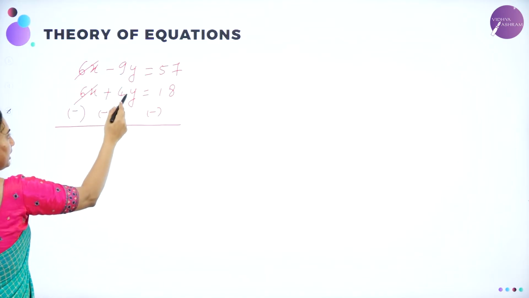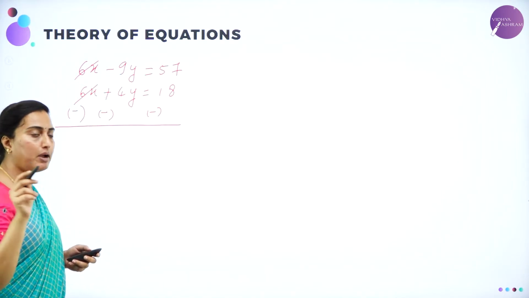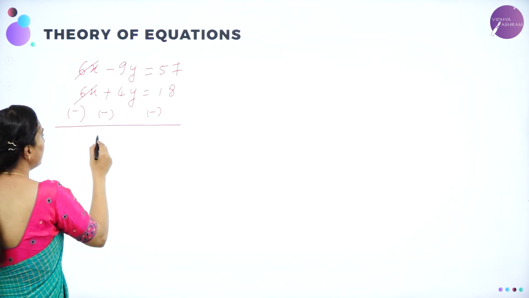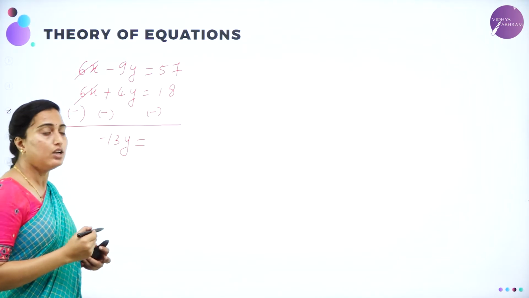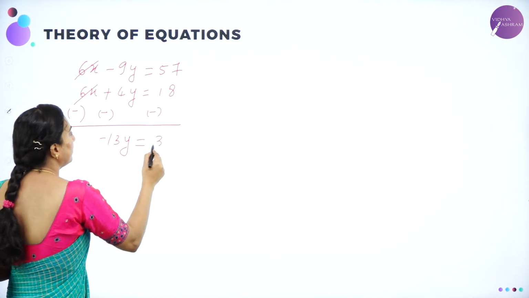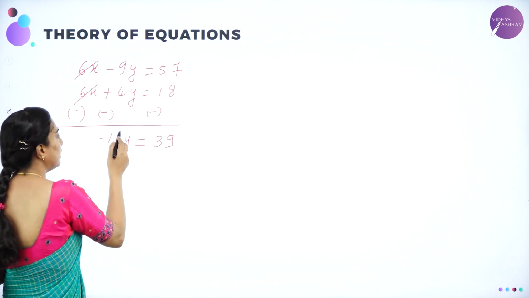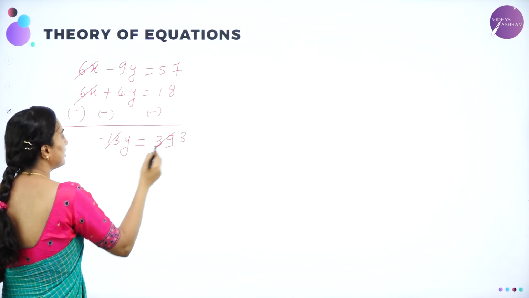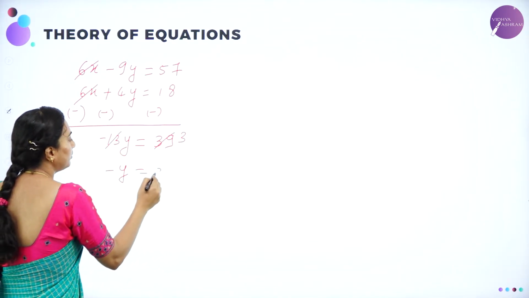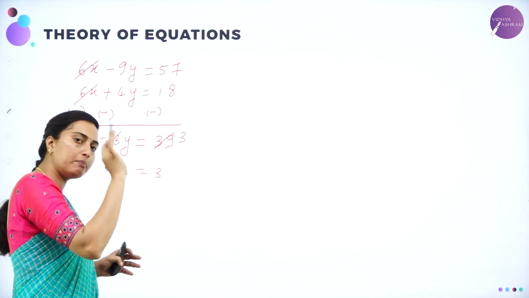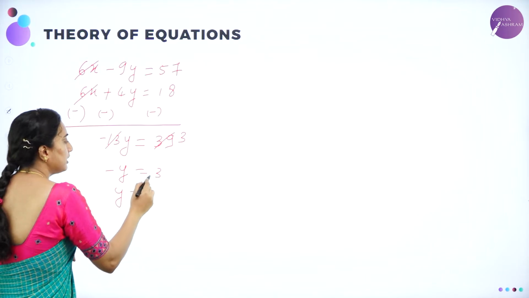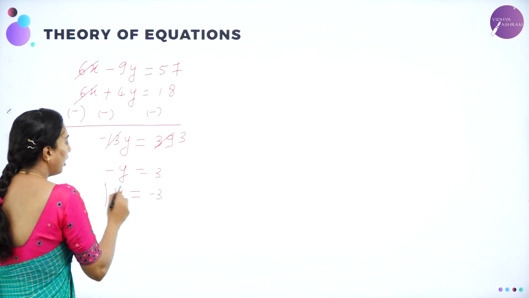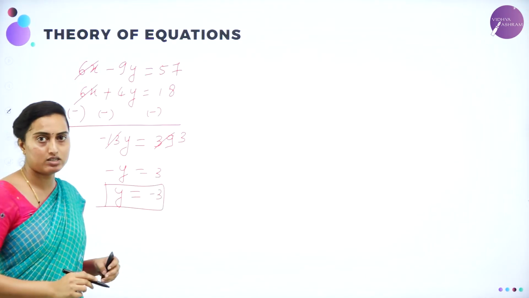Minus 9y minus 4y gives you the answer minus 13y. 57 minus 18, you are going to get 39, correct? So you can cancel here only. 13 ones are 13, 13 threes are 39. Minus y is equal to 3, or multiply throughout by minus. Minus into minus is y, is equal to minus into plus is minus 3. So you got y is equal to minus 3.